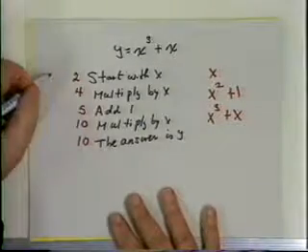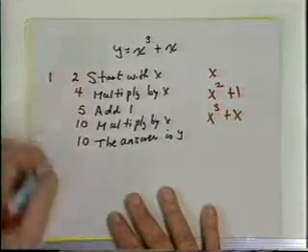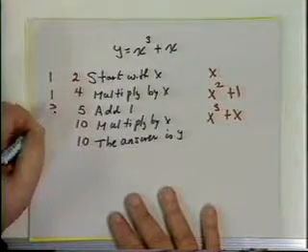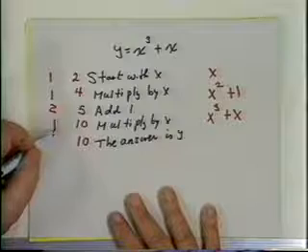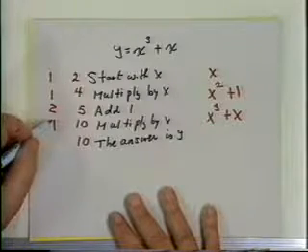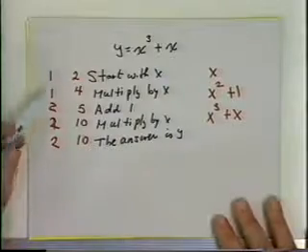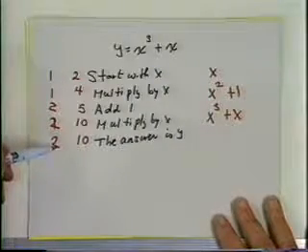Suppose I said, well, what if the input was 1? I'll start with 1. Multiply 1 by 1 would give me 1. Add 1 would give me 2. Multiply by x, which in this case is 1. So 2 times 1 is still 2. So the answer here would be 2. In other words, if x is 1, the y value will be 2.